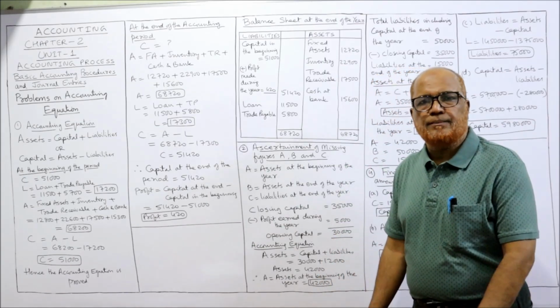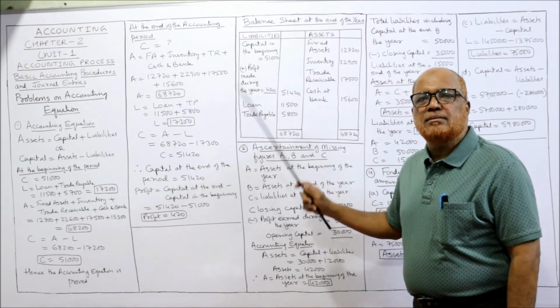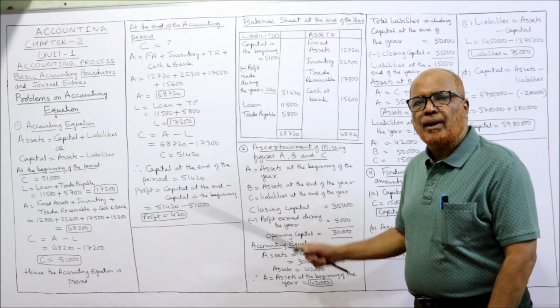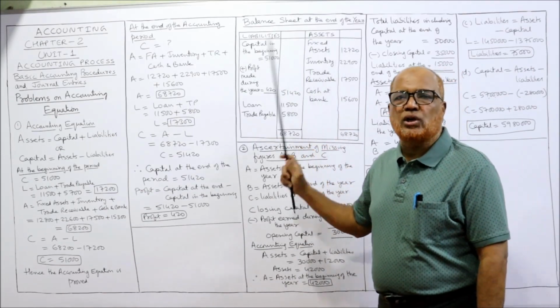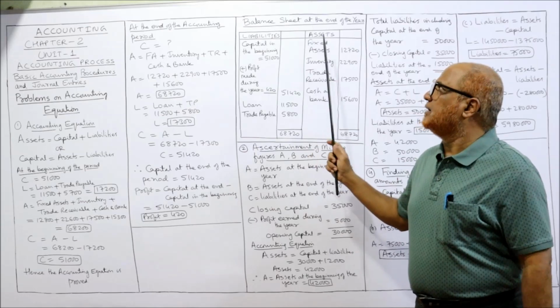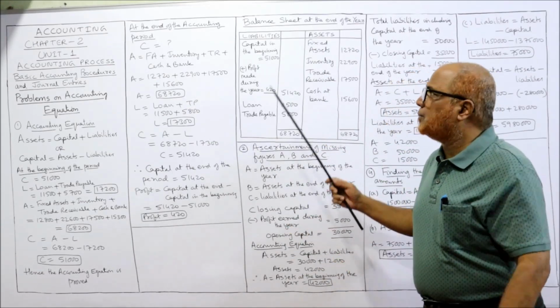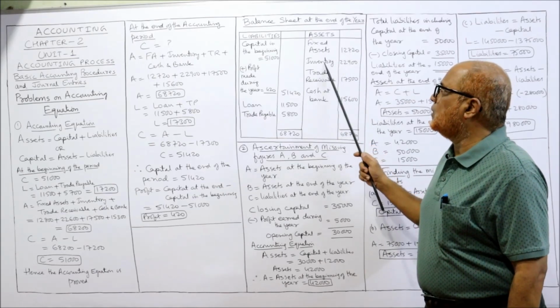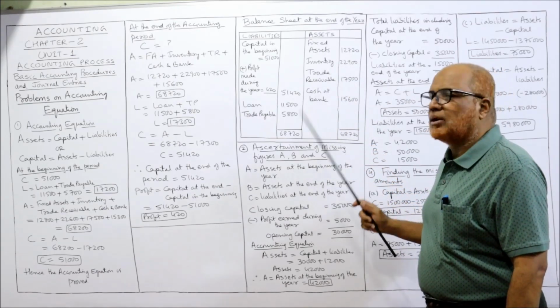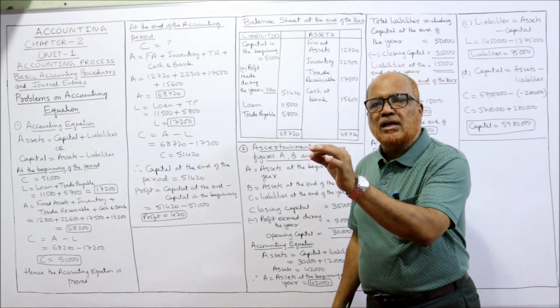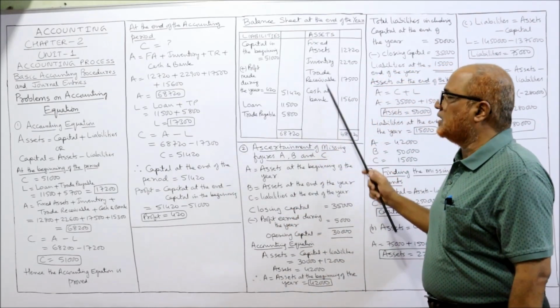First question completed. Now, the second part is to prepare the balance sheet. Balance sheet we are making in the horizontal form. Left hand side liability, right hand side assets. At the end of the year, assets are given in the problem. Fixed asset 12,720, inventory, trade receivable, cash and bank. So whatever values are given in the problem, same values I have taken.